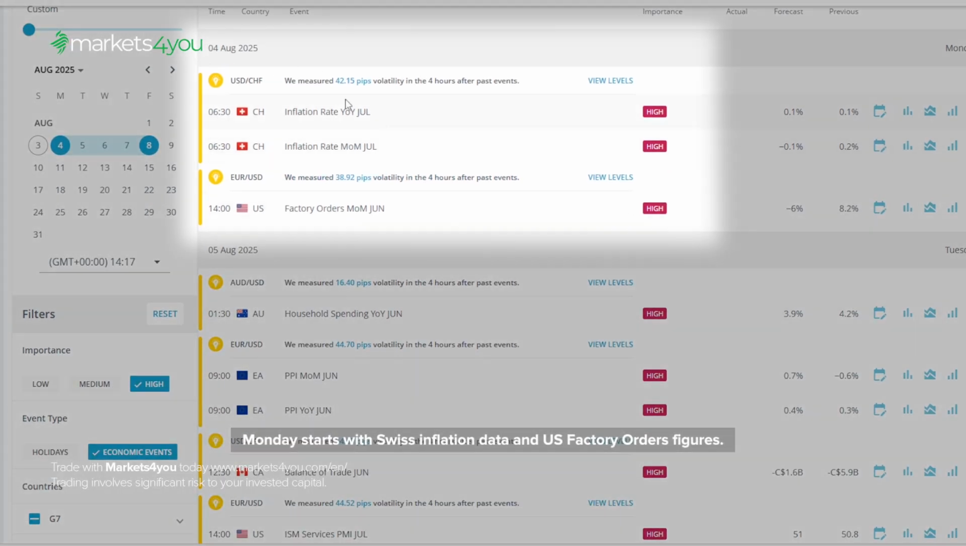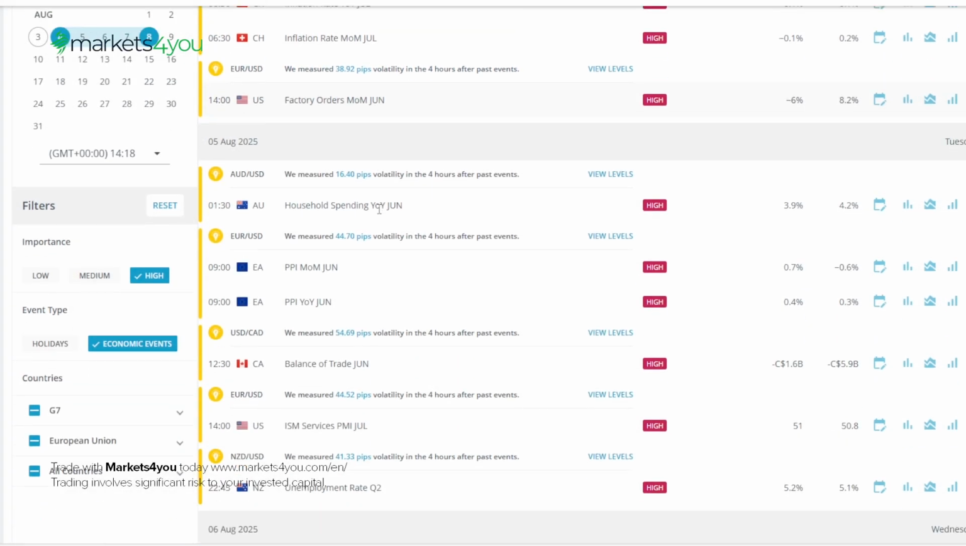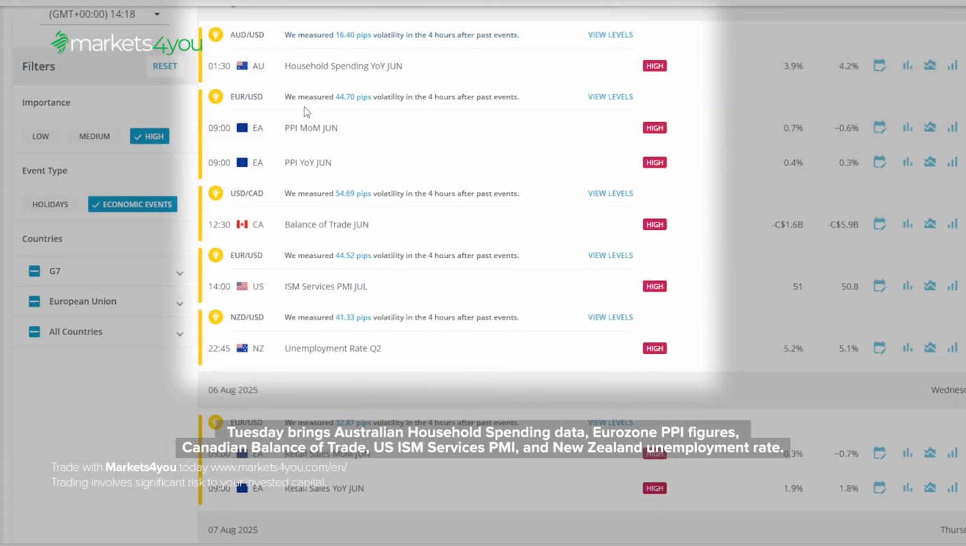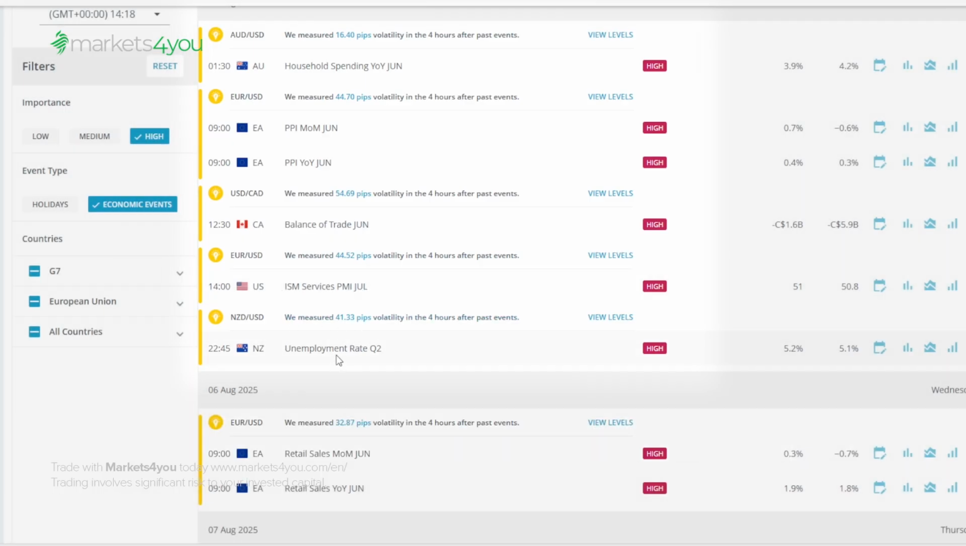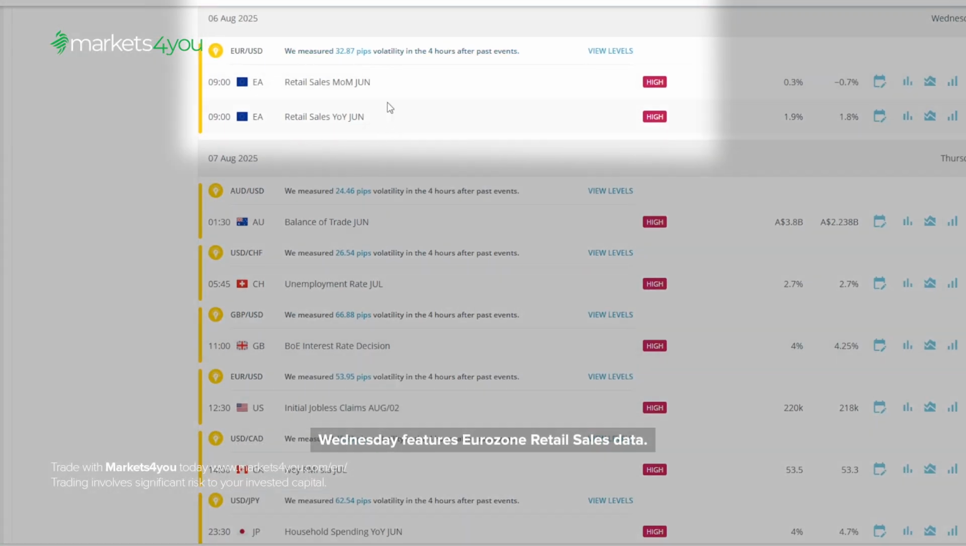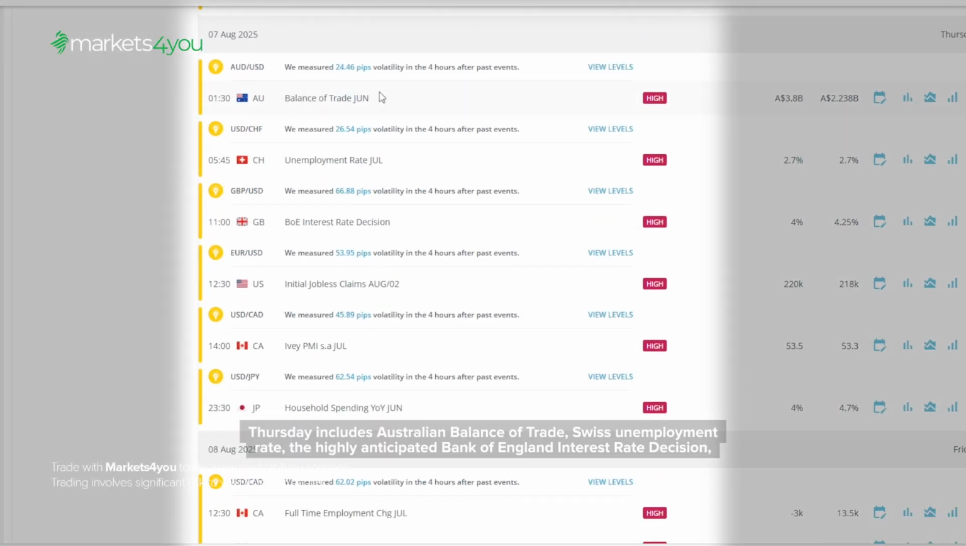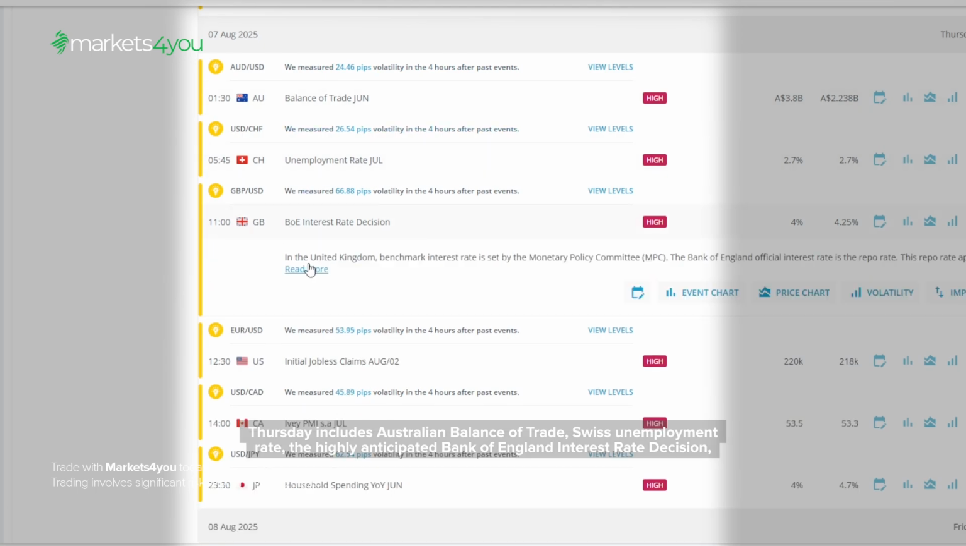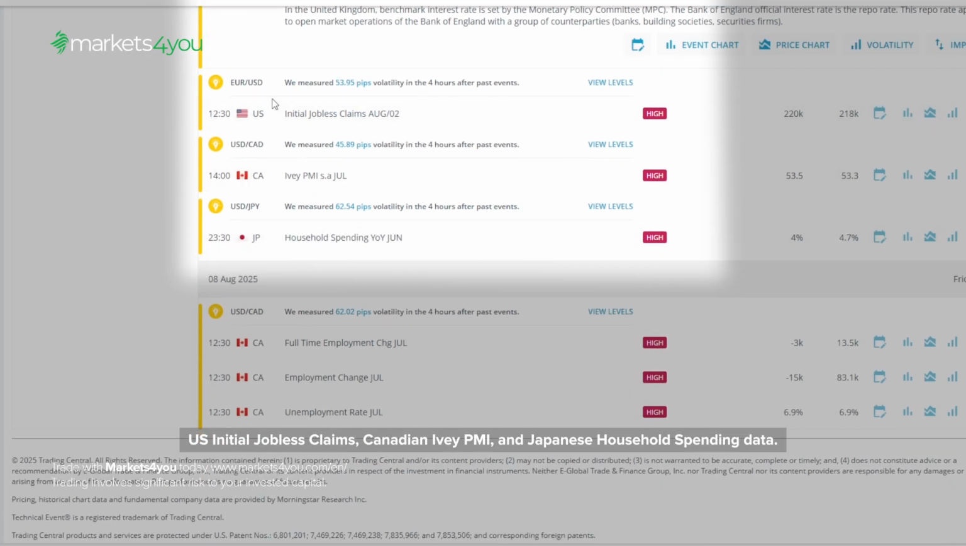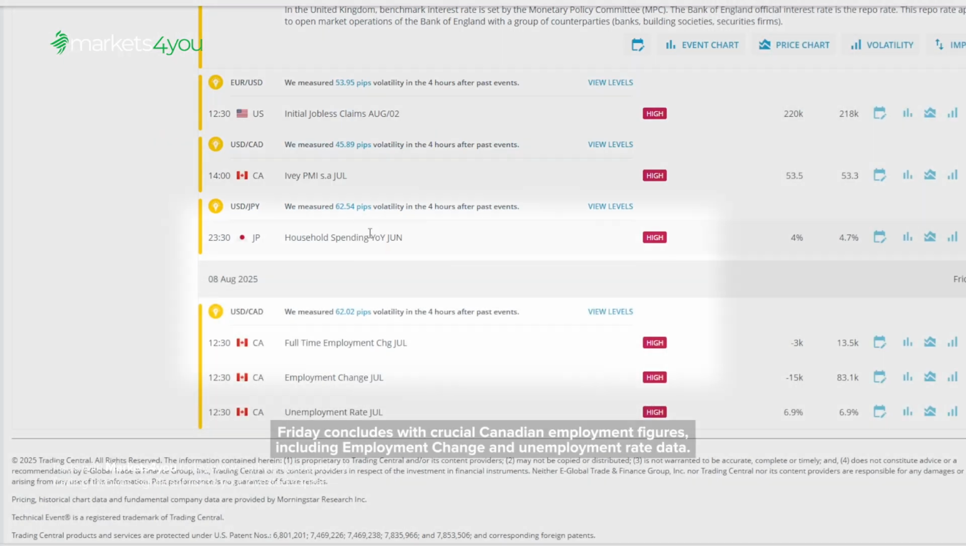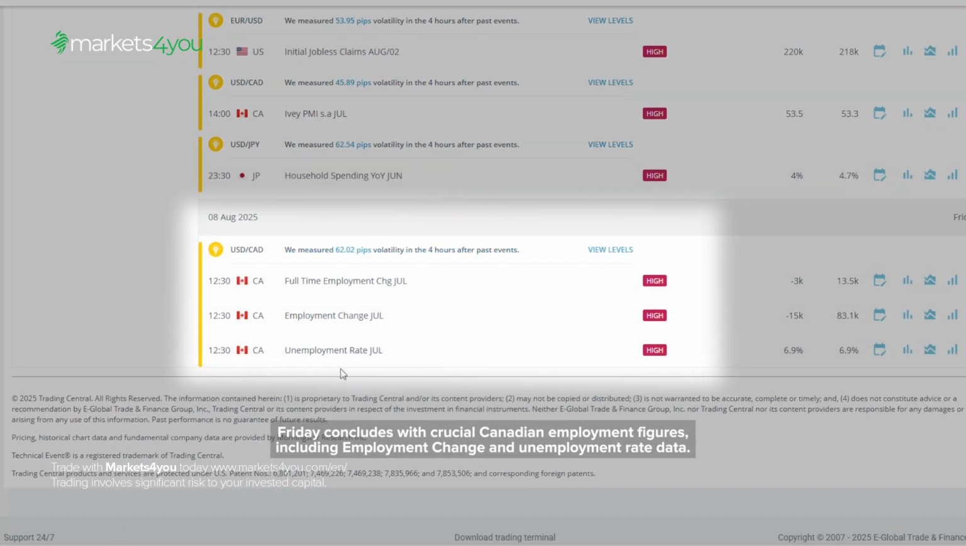Monday starts with Swiss inflation data and US factory orders figures. Tuesday brings Australian household spending data, Eurozone PPI figures, Canadian balance of trade, US ISM services PMI, and New Zealand unemployment rate. Wednesday features Eurozone retail sales data. Thursday includes Australian balance of trade, Swiss unemployment rate, the highly anticipated Bank of England interest rate decision, US initial jobless claims, Canadian Ivey PMI, and Japanese household spending data. Friday concludes with crucial Canadian employment figures, including employment change and unemployment rate data.